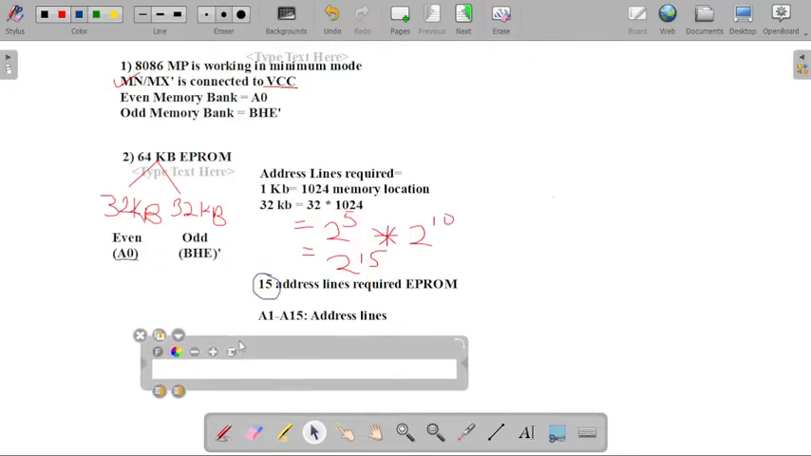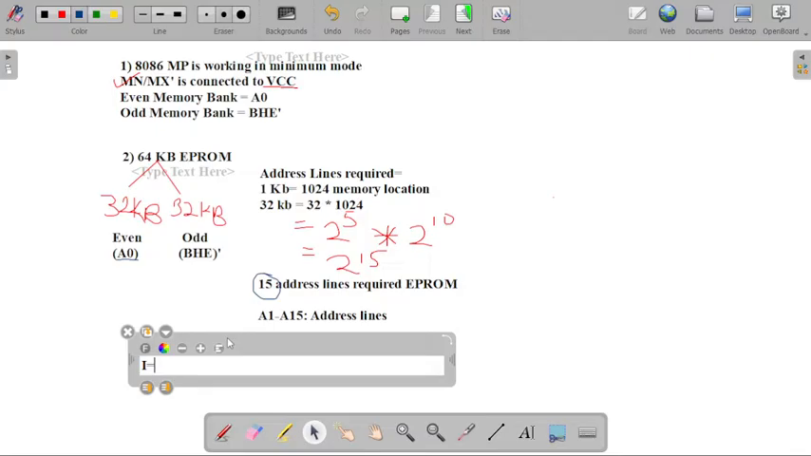Now we have to find out the IC number for our EPROM. So how can we calculate this IC number? We write IC number is equal to 32 KB, because we have even and odd memory locations, that is 32 KB of each. So here it is 32 KB into 8 bit. Why are we considering this 8 bit? Always we have to consider 8 bit because our input output operations are 8 bit operations, and those devices are connected to the 8086 microprocessor. There is 16 bit of data available, and out of that we are using the 8 bit of data for our input output port.